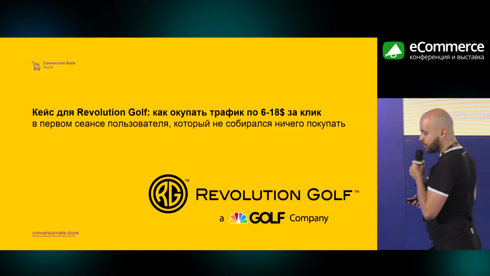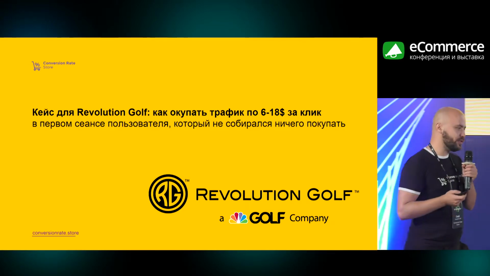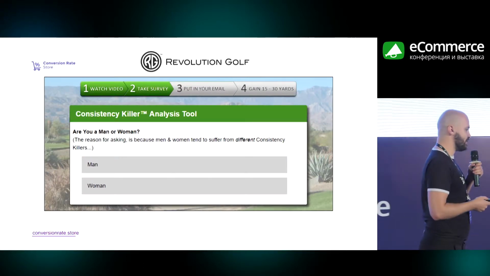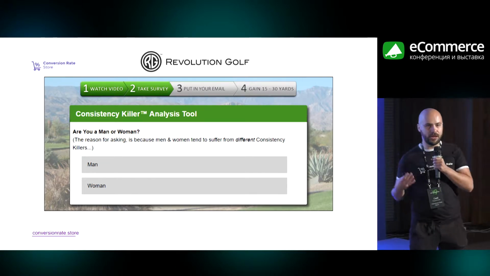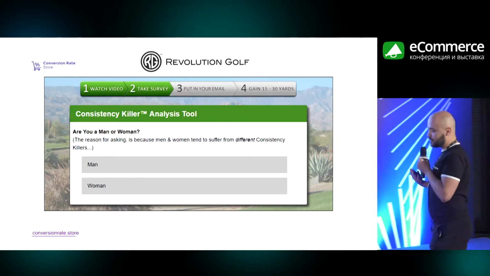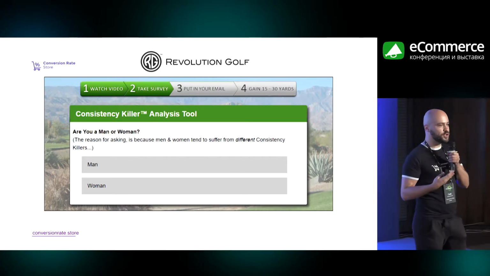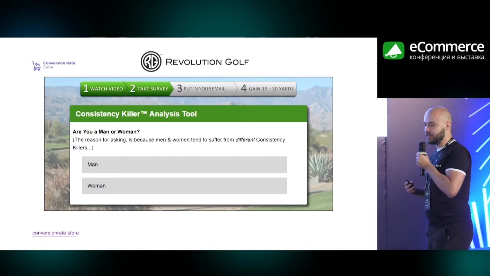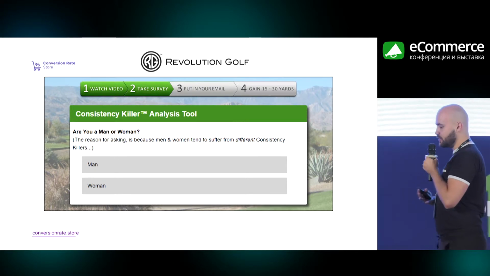Okay, so we worked with the company called Revolution Golf. They sell golf courses for $50 million annually, something like that. And their funnel starts with the quiz. So this is the landing page. In the quiz we asked a number of questions to understand which problems the user had, right? To basically customize the offers for them at a later stage. So this quiz uncovers the problems.